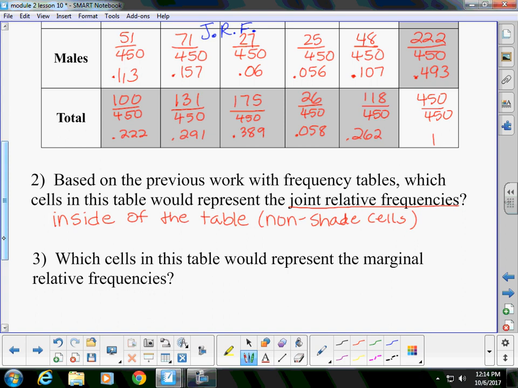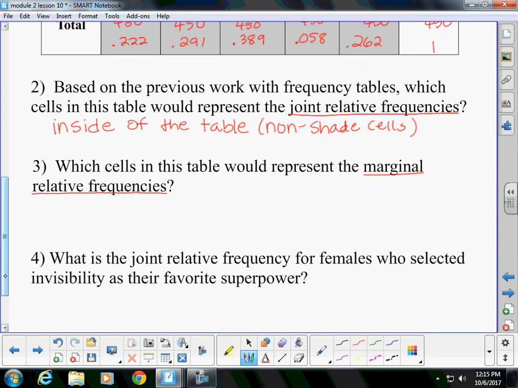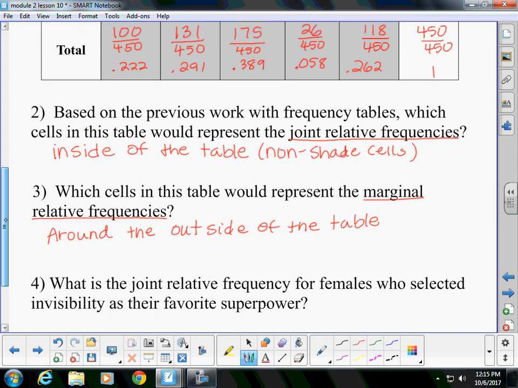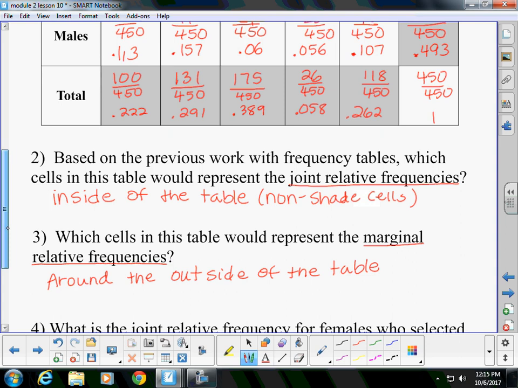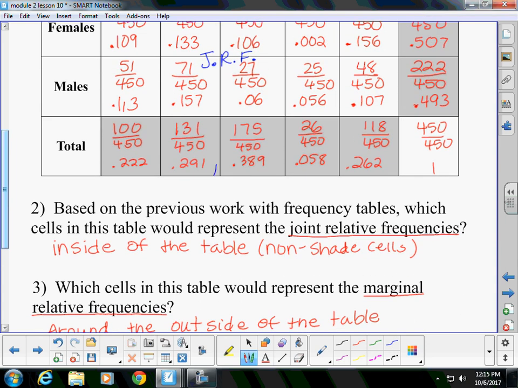Which cells in the table would represent the marginal relative frequencies? That would be the ones around the outside of the table. In this case, they're shaded. Don't always expect them to be shaded. So these are marginal relative frequencies, and over here also.